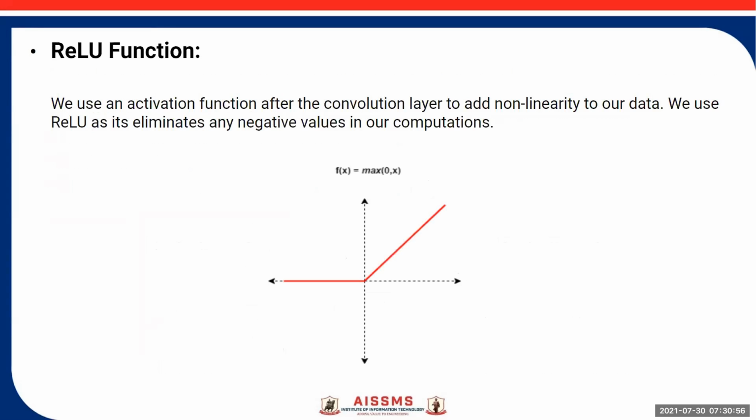Second, to add non-linearity to our data, as we want to classify, we have to add an activation function. We use the ReLU function. We particularly use ReLU because it eliminates all negative values, so it may help in our computations. We can see that all values below 0 will stay as 0, and all values above 0 will stay what they are, as shown in the graph.